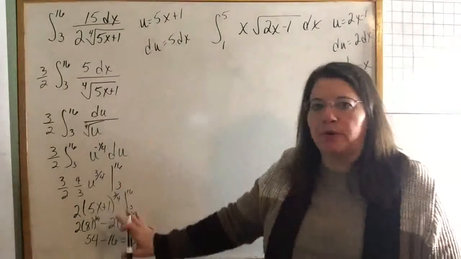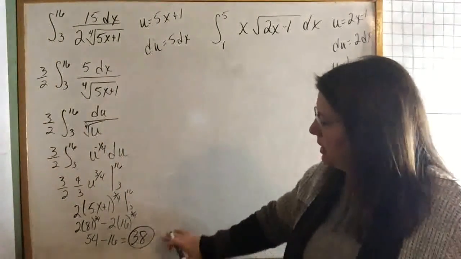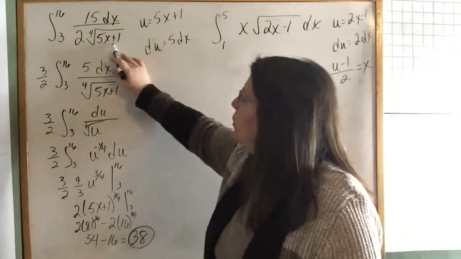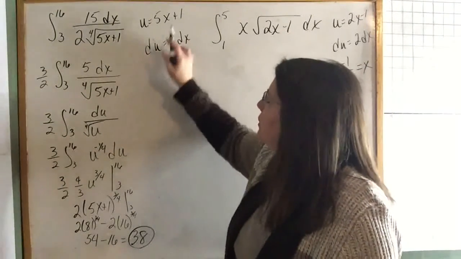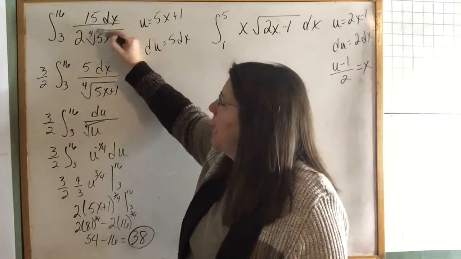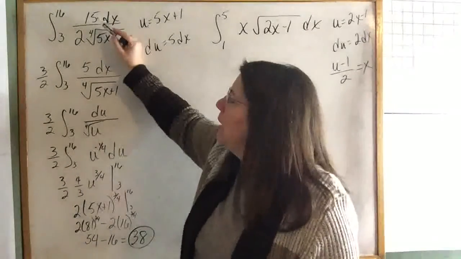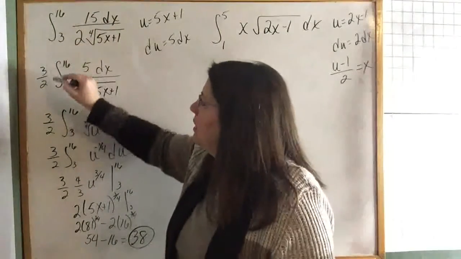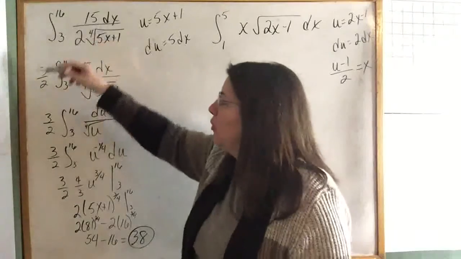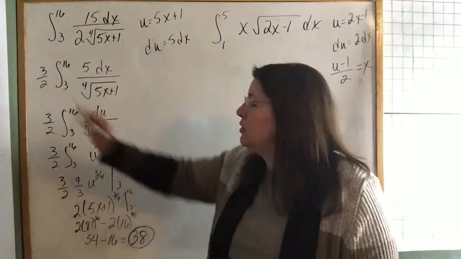This one's pretty straightforward, so I just stuck everything up here to give you the answer. It's 38. u is 5x plus 1. du is the derivative of that, which would be 5 dx. Now notice here I had a 15 over 2. I want that to be a 5. So I just took out a 3 halves. Isn't 3 halves times 5 15 halves? So I just brought out what I didn't need to the front.